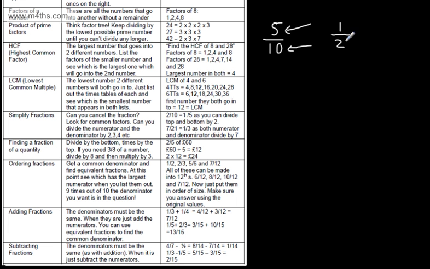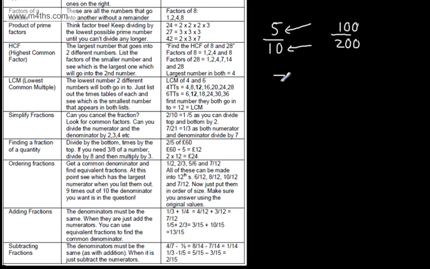Now, if we were asked for an equivalent fraction here, we could say, well, that's going to be 10 over 20. We could say it's 100 over 200. So these are all equivalent fractions. They have the same value. Let's look at another one.